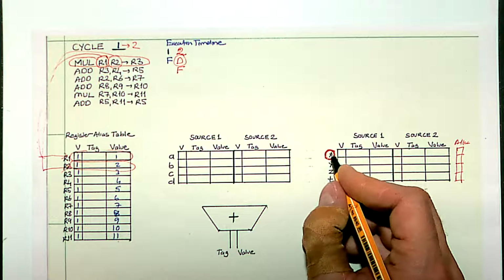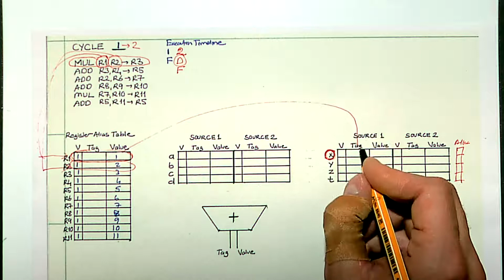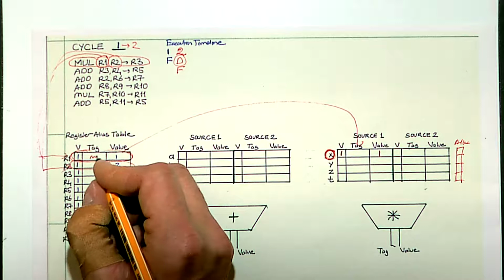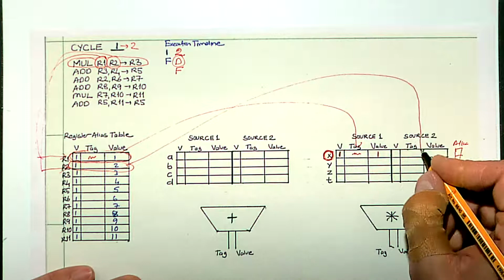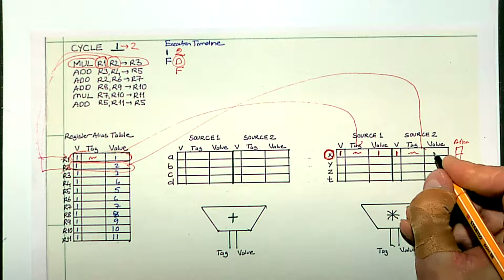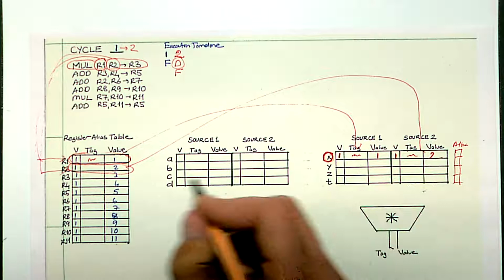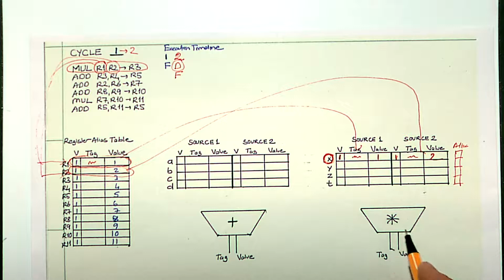And you read the first source, put it into here, basically copy one. There's no tag and value. So for no tag, I'm going to do squiggly. Because if valid bit is one, I don't care what's in the tag. Because the value is valid. And I read the second source register. If I have multiple ports, I can do that in one cycle, right? Two ports in one cycle. And I get this squiggly two, right? That sounds good. Now I've allocated my first instruction into the reservation station that's appropriate for it, which is the multiplier reservation station.